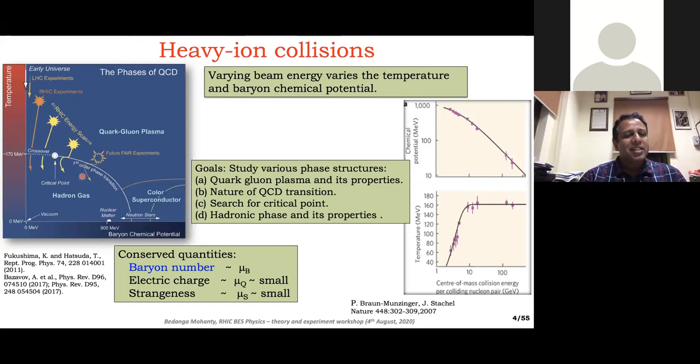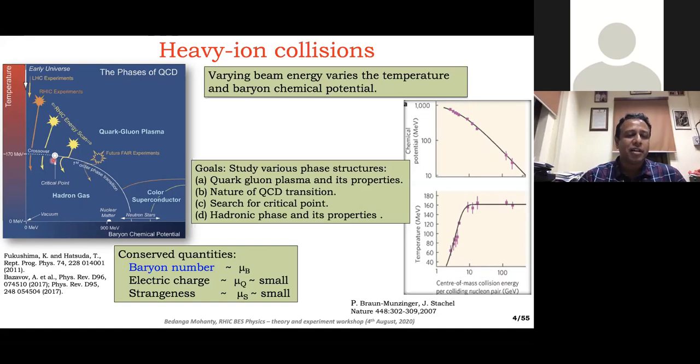How do we access the phase diagram? We saw from the particle yields and their explanation using a statistical thermal model that the chemical potential and the temperature change as we change the collision energy. Hence, by changing the collision energy, we can change the X and Y axis of this phase diagram and have access to it. Then we can study the properties of QGP and hadron gas, the nature of the transition, and search for the critical point.